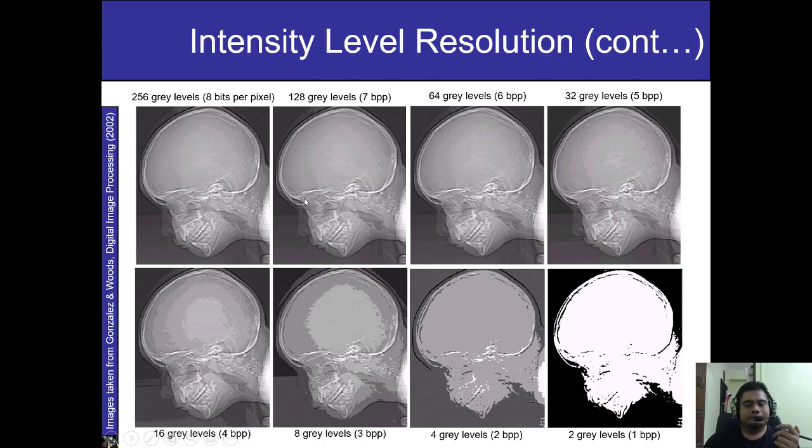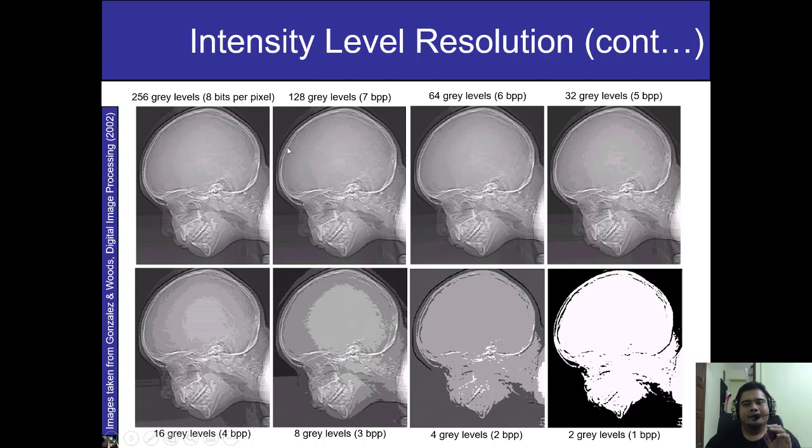I don't have an example of this image using an intensity level resolution of 16 bit per pixel. I'm sure that if we had that one, by using your naked eye you could not see the difference between 8 bit per pixel and 16 bit per pixel. Even in this example, by having 8 bit versus using only 7 bit per pixel, you cannot see the difference there.